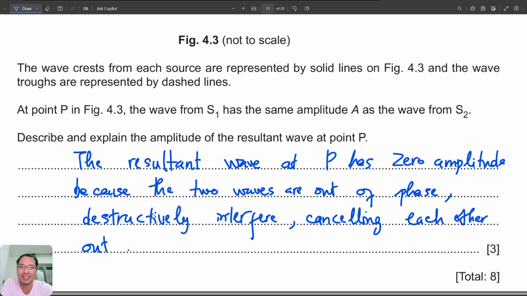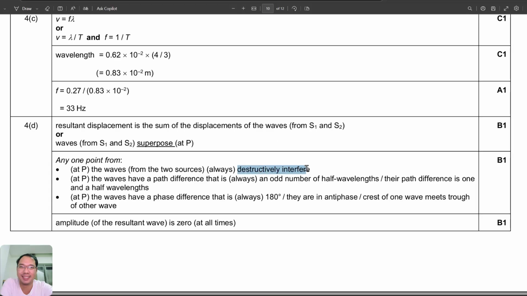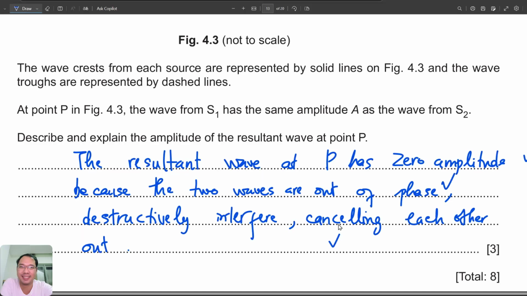Okay, let's see if this answer, including the three main areas, zero amplitude, out of phase, and cancelling, is enough to get the maximum mark, which is 3 marks. The destructive interference, 1 mark. The phase difference, the path difference is half a wavelength. The phase difference is 180 degrees here. The same amplitude can get you 1 more mark. Okay, so we can mention that.